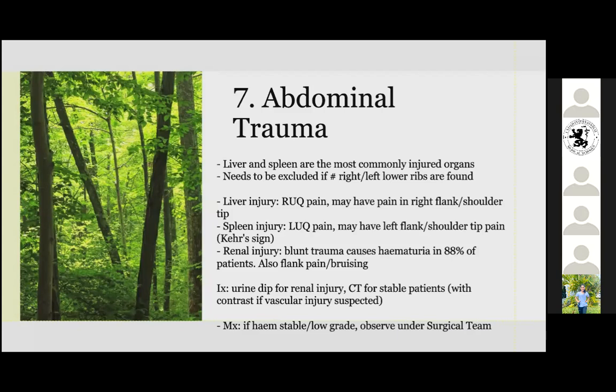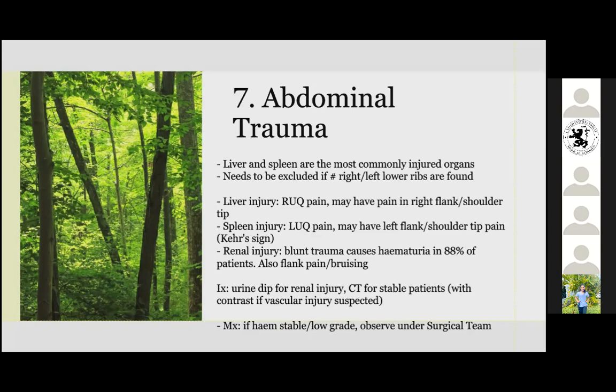The liver and the spleen are the most commonly injured organs from blunt trauma. And if a patient's got fractures of their right or their left lower ribs, so this generally means ribs 10, 11 or 12, then you need to exclude injury to the underlying structures, i.e. the liver or the spleen. So liver injury causes right upper quadrant pain, and they might have shoulder tip pain if there's diaphragmatic irritation. Spleen injury causes left upper quadrant pain, and again, they might have shoulder tip pain, which is known as Kerr's sign.